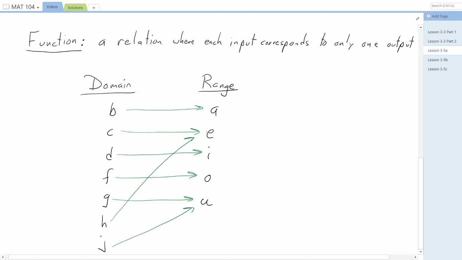Notice that some of the range values are used more than once, and we don't care. All we care about is how many times the domain values are used. In this case, each domain value is used exactly once.